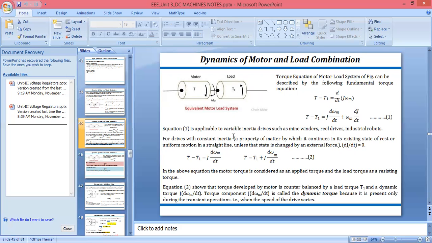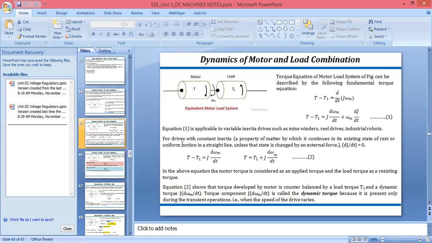So equation 1 is applicable to inertia such as mine winder, rail driver, industrial robots. So for drivers with constant inertia, if you are calculating the torque, you will get tau minus tau 1 equal to J dwm by dt, because we are taking here dJ by dt equal to 0. We are taking that value as a constant term, as 0, so you get this equation. Or if you are rearranging this equation, you will get tau equal to tau 1 plus J dwm by dt. If you are taking tau 1 to this side, it will come in addition.